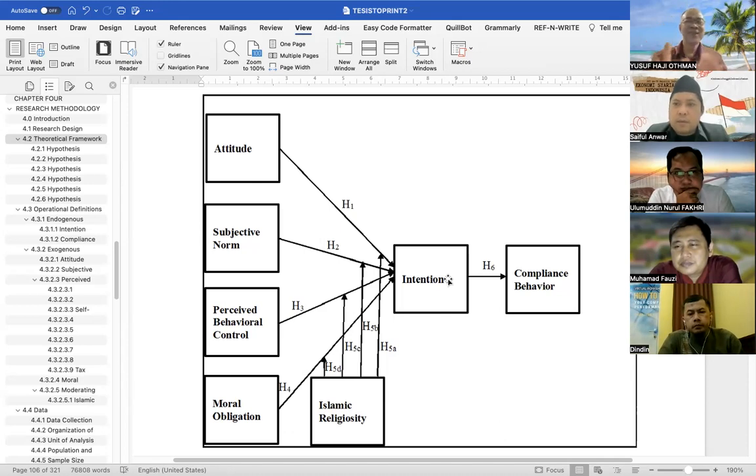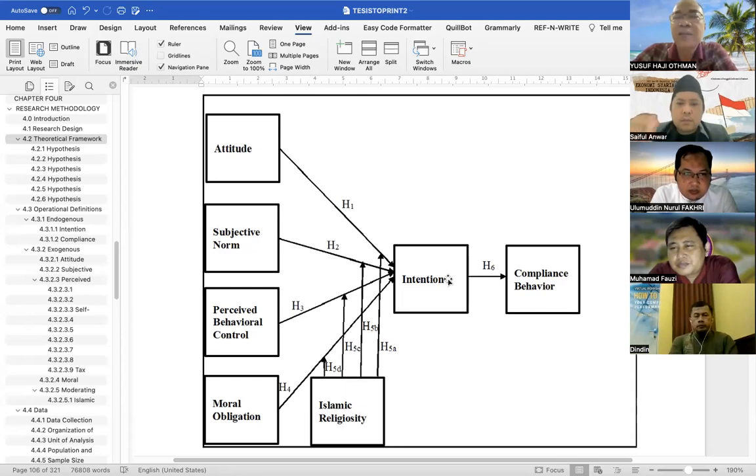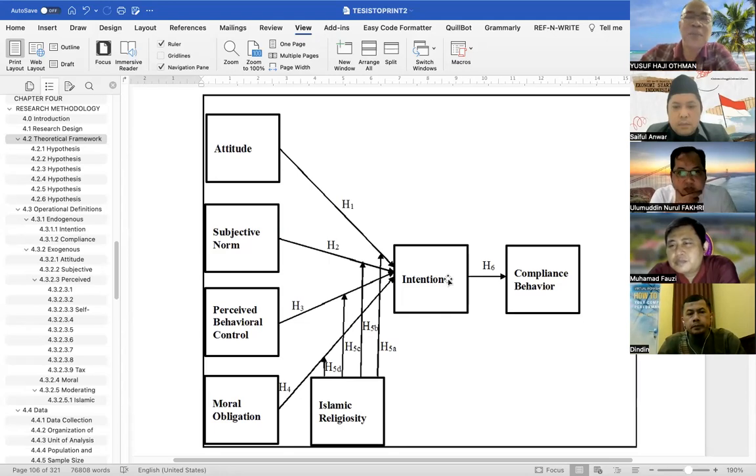You cannot just throw in variables. If you throw them in, it takes 2-3 minutes and it's done. This one takes 3-4 months to think through. So this was done before the proposal defense. You need to read the latest articles. Suppose you are done with this and you can justify. Then the next difficult question is, how do you measure? You need to look at how previous researchers measured this variable, how they measured attitude, and how they measured subjective norms.